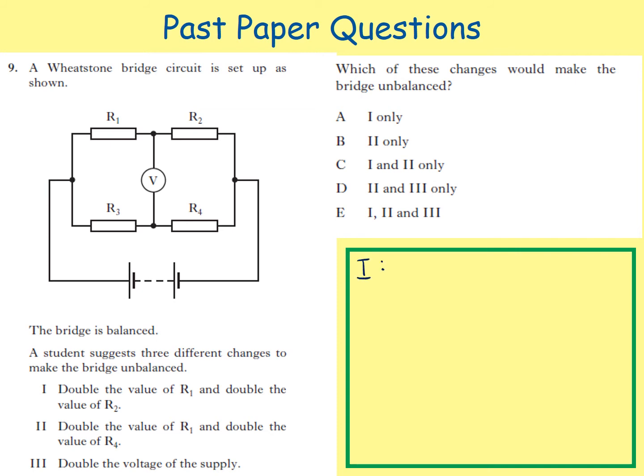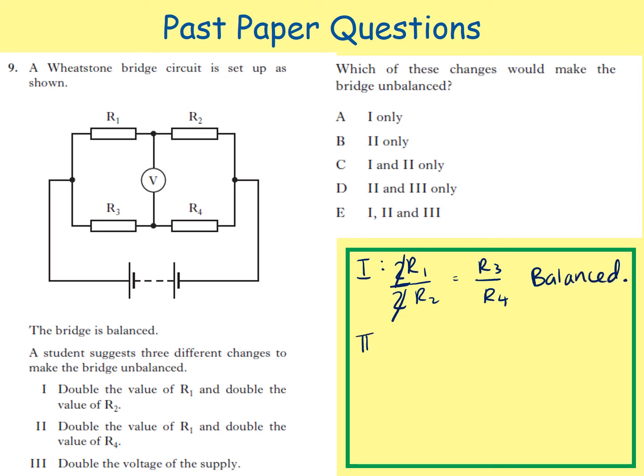So for number 1, let's look at our equation. R1 over R2 equals R3 over R4. The statement is saying double the value of R1 and double the value of R2. So let's put 2 in front of R1 and 2 in front of R2. Is this still equal? Well, we can actually cancel those values just here. So R1 over R2 is still equal to R3 over R4, so this bridge is balanced.